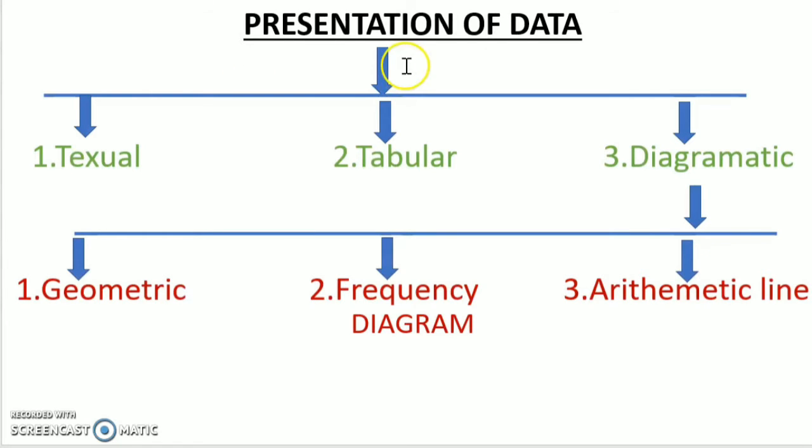Today we are going to see what is frequency diagram. Before that, we should know what is presentation of data. There are three forms of presentation of data. The first one is textual presentation, second is tabular presentation, and third one is diagrammatic presentation. We already covered all these topics, and in diagrammatic presentation again we can see three forms. The first one is geometric, the second one is frequency diagram, and the third one is arithmetic line.